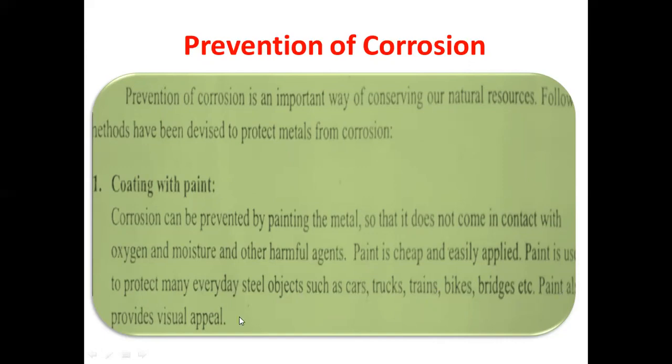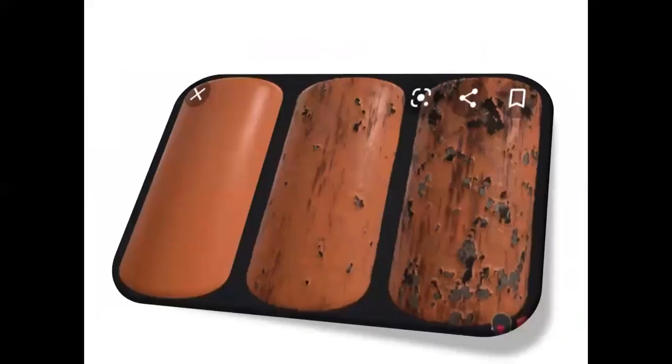Paint also provides visual appeal. The objects look very nice, very pretty, very attractive, and the paint also protects the objects and their parts from exposure to oxygen, moisture, and other harmful agents. You can see in this image that the object which is painted looks nice and attractive, and definitely this paint will protect it from corrosion.